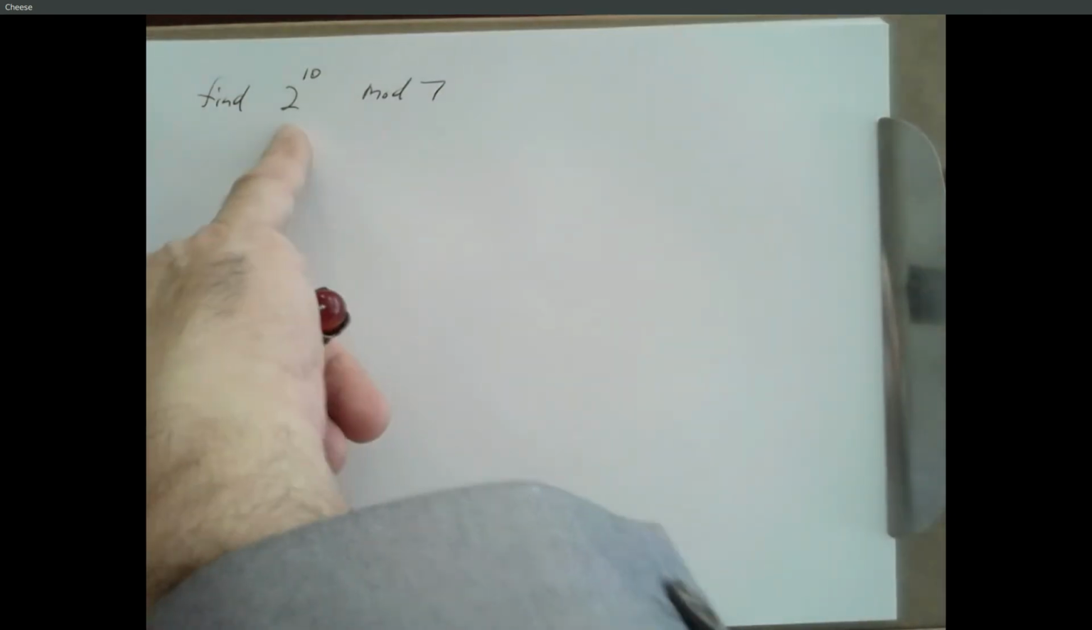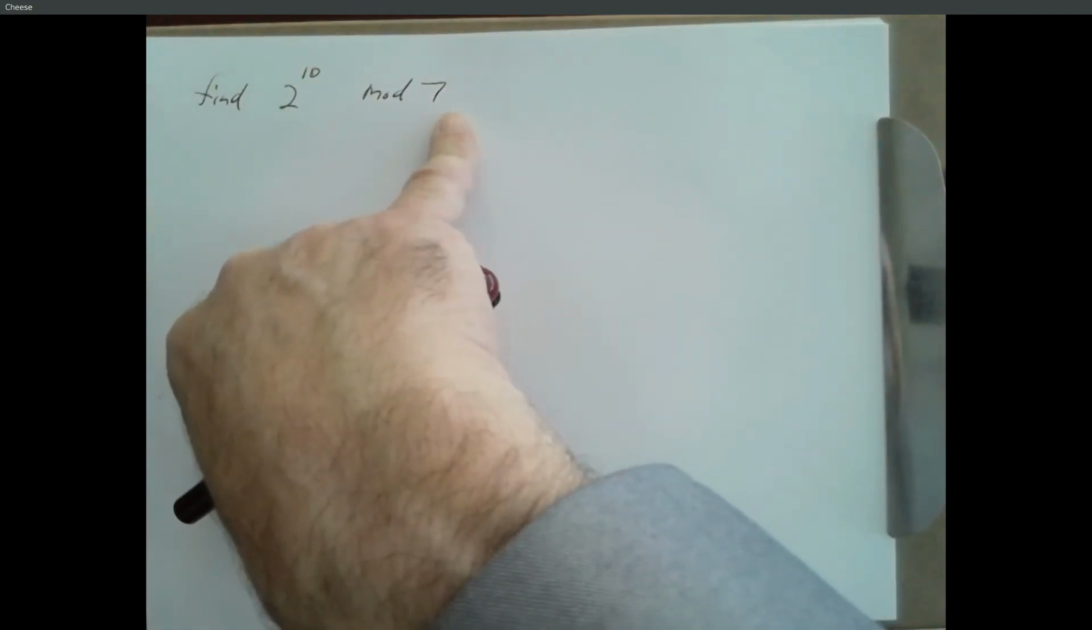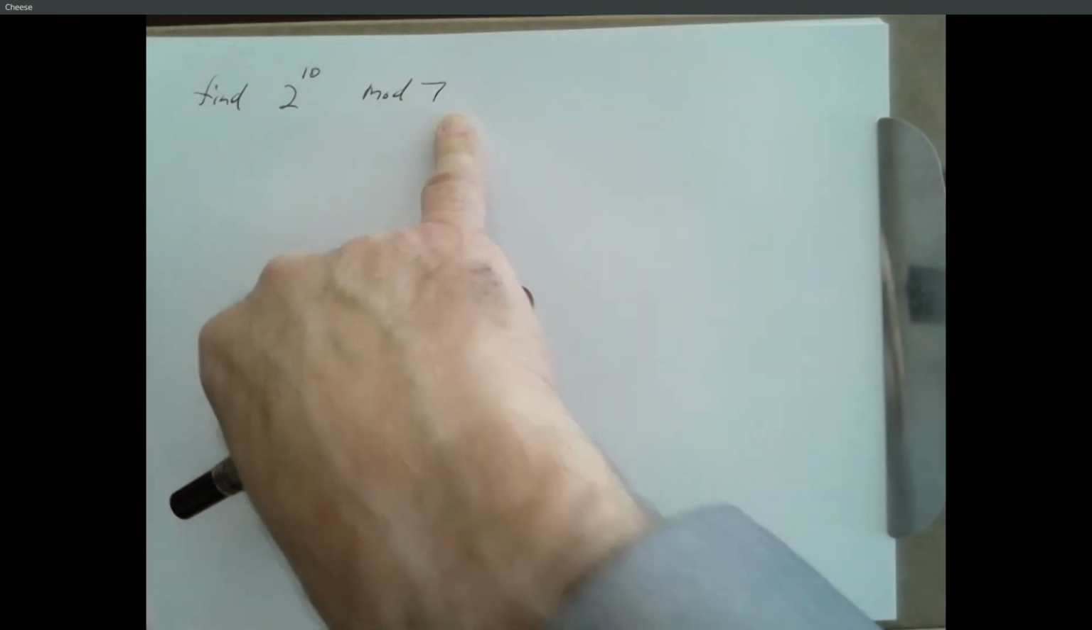Let's see what 2 to the 10th is congruent to modulo 7. Now, we could take 2 and multiply it by itself 10 times. We're going to get 1024, and then we could divide that by 7, and we'll get something. I think we end up with a remainder of 1. But here's what else we can do.